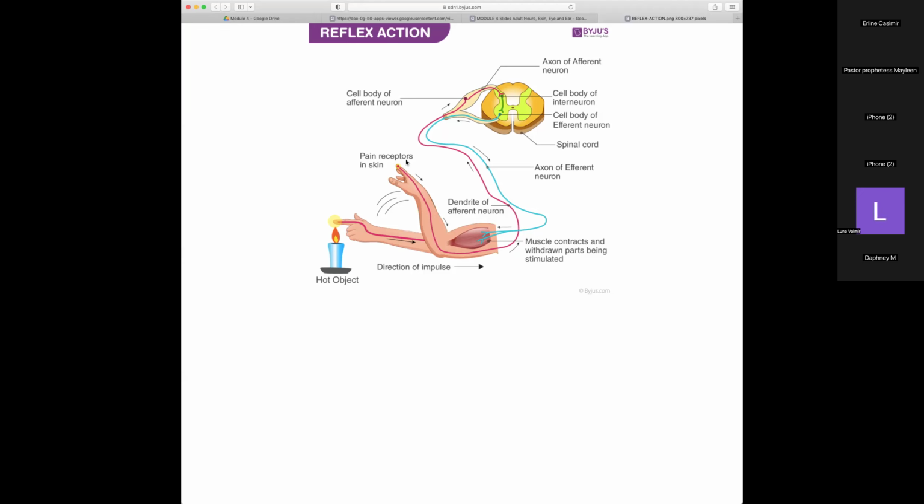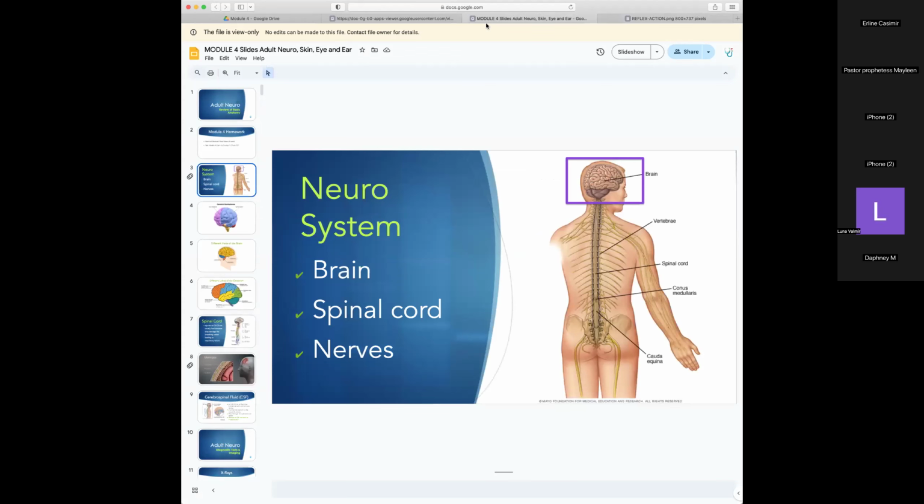Isn't God amazing? Because without the pain receptors, you would leave your hand on that fire and burn it. And we're going to learn when we get to skin that burns can lead to infection and sepsis and death. The pain receptors are your body's way of saying, whatever you're doing, get away from it. We don't want you to get hurt more badly. Okay? So the body is amazing. Never take your brain for granted.